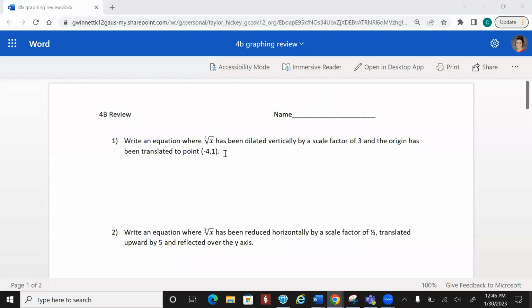Okay, so on this first one, what are they asking us to do? Like, what's the question? Write an equation. Okay, that's the first thing that they're wanting us to do. And then they give us an expression to base it off of, right? So they give us this square root of x. So I'm going to go ahead and write that down because I know that's going to be part of my equation, right? Now, they said vertically by a scale factor of 3.